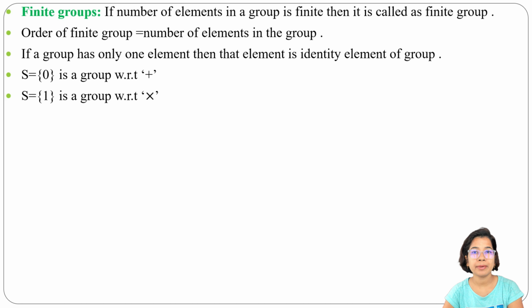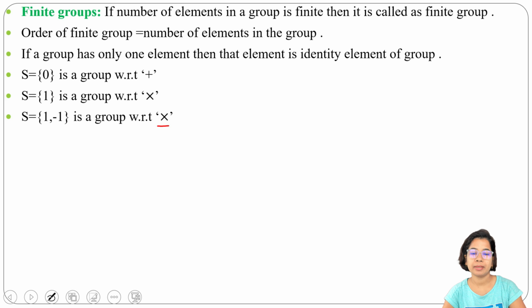In case of multiplication, the identity element is 1, and in case of addition, the identity element is 0. S equals {1, -1} is a group with respect to multiplication. We can make a table like this. This is multiplication. Here you can write 1, -1, 1, -1.